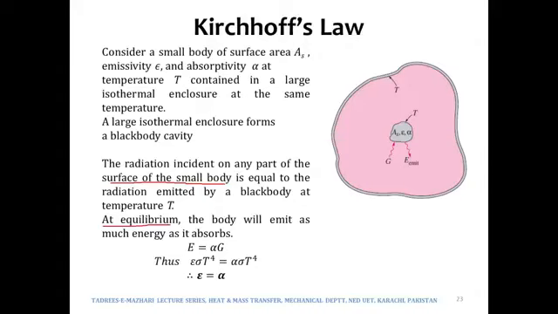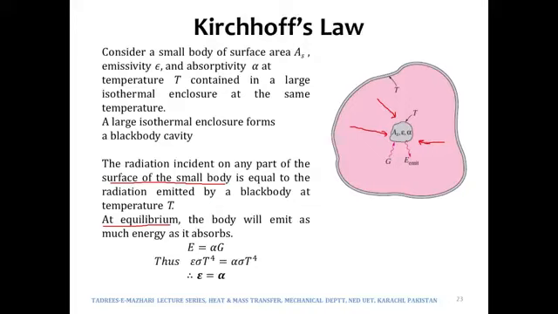So how much? E would be equal to alpha G. What is E? The amount of radiation which is being emitted by the small body. And what is alpha G? Alpha G is the amount of radiation which is being absorbed by this small body. And why is it alpha G? See, G would be the radiation incident upon it from the large enclosure, right? And will it absorb all of it? No. Why? Because it is not a perfect absorber. It is not a black body. So it will not absorb all the incident radiation.